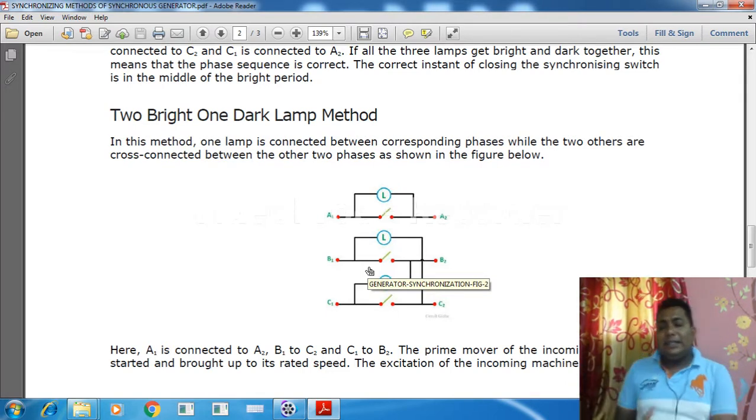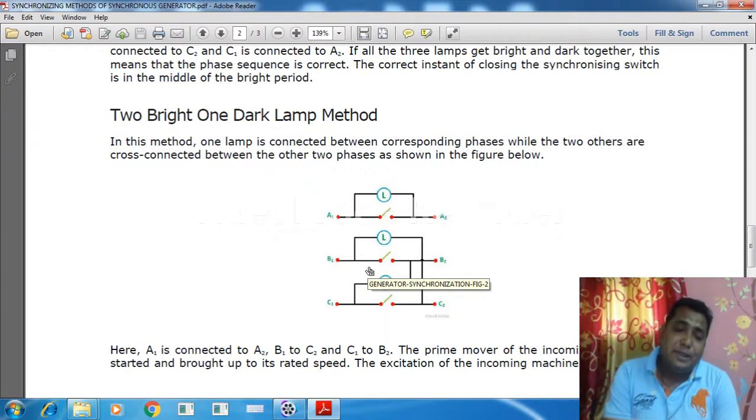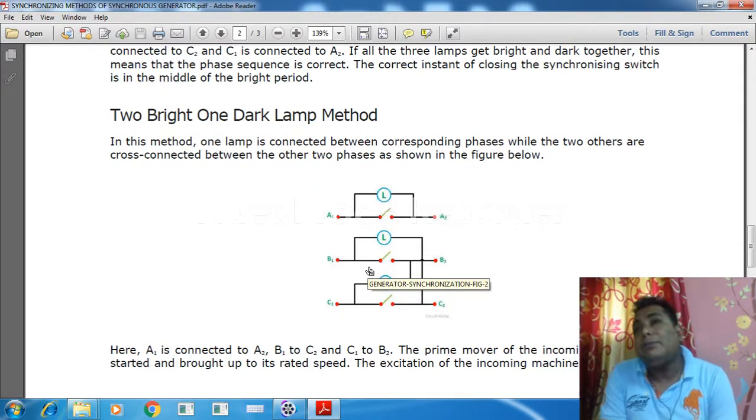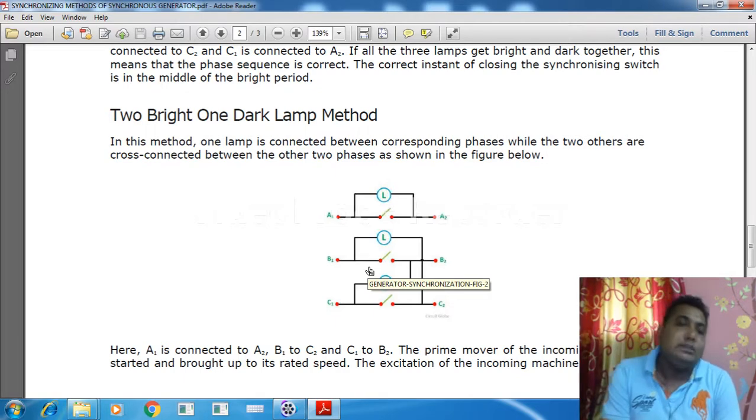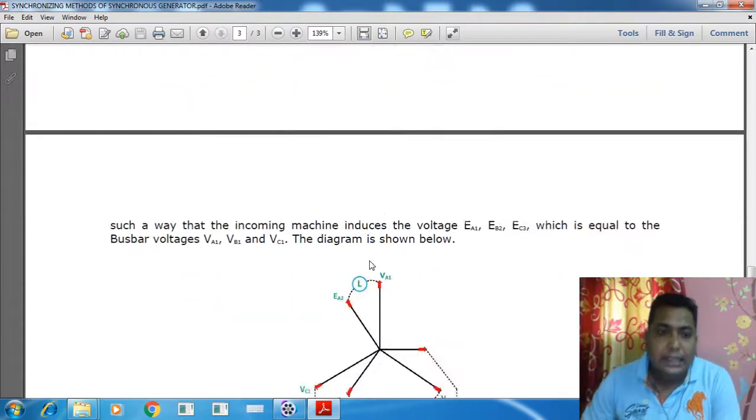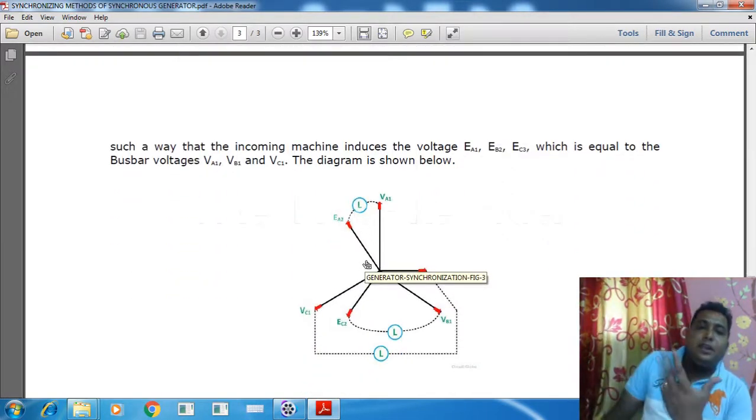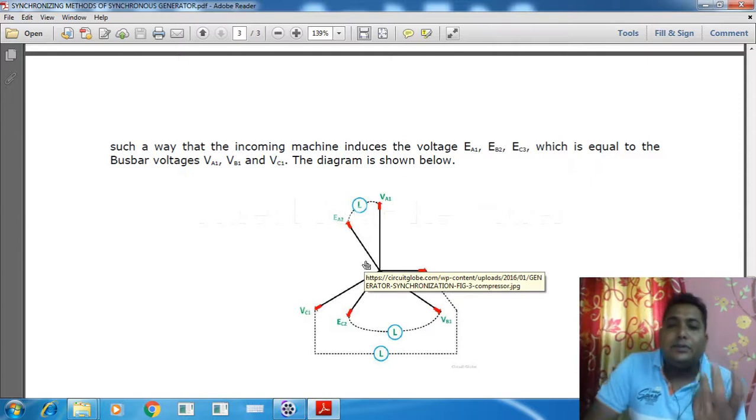In this case, two bright one dark, one phase will be in the same phase and the other two will be interchanged. So A1 is connected with A2, B1 is connected to C2 and C1 is connected to B2. The prime mover of the incoming machine is started and brought to the rated speed. The excitation of the incoming machine is adjusted in such a way that the incoming machine induces the voltages EA1, EB2 and EC2, which are equal to the busbar voltages VA1, VB1 and VC1.